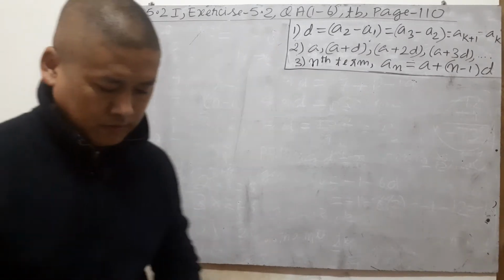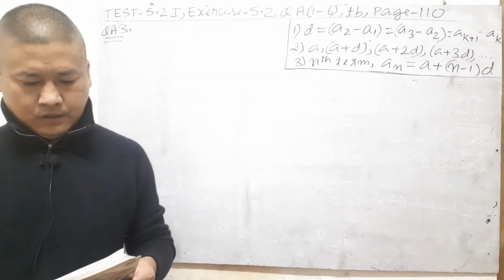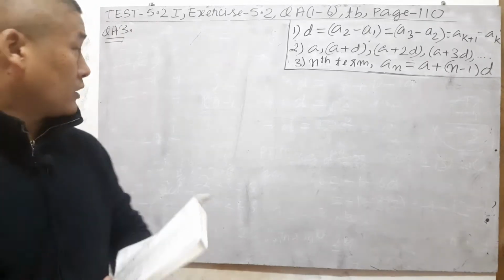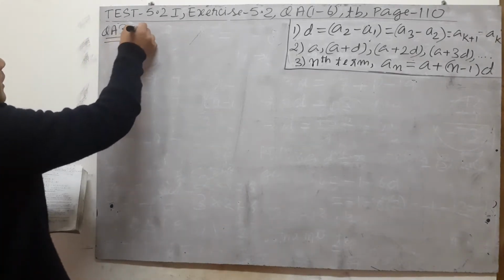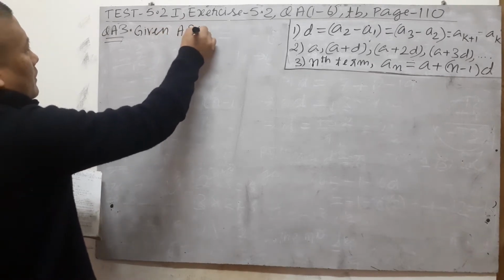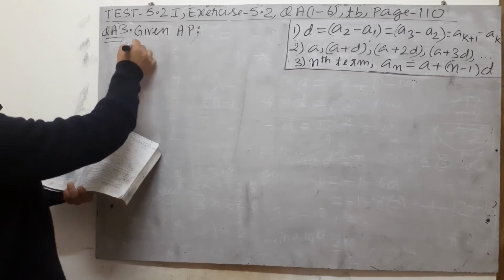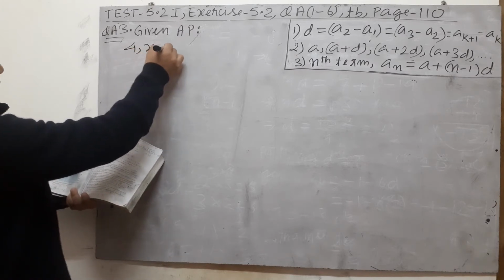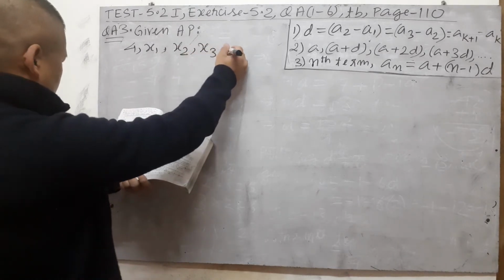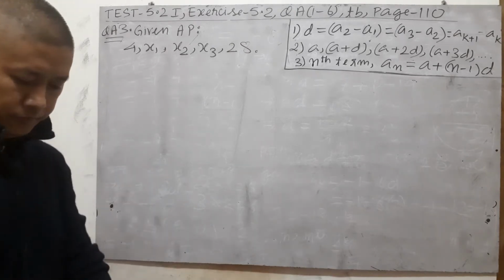Let me read it. If 4, x1, x2, x3, comma, 28 are in AP, then x3 value is equal to question mark. So it means given AP is: first term 4, then x1, then x2, then x3, then 28. So this is given to us.